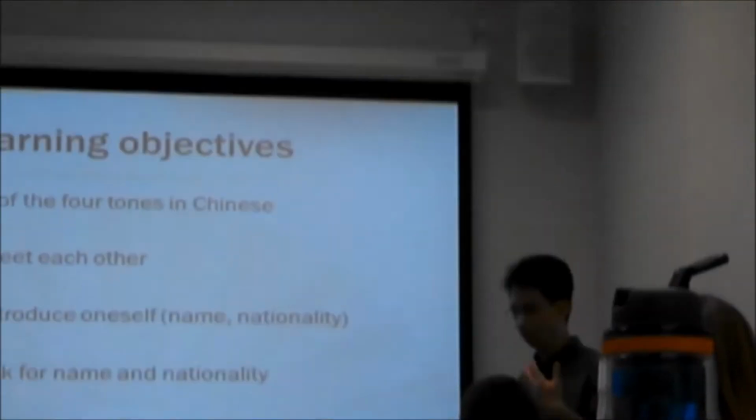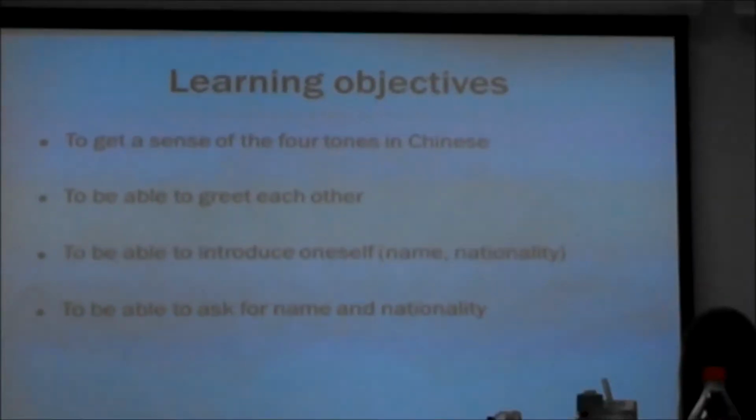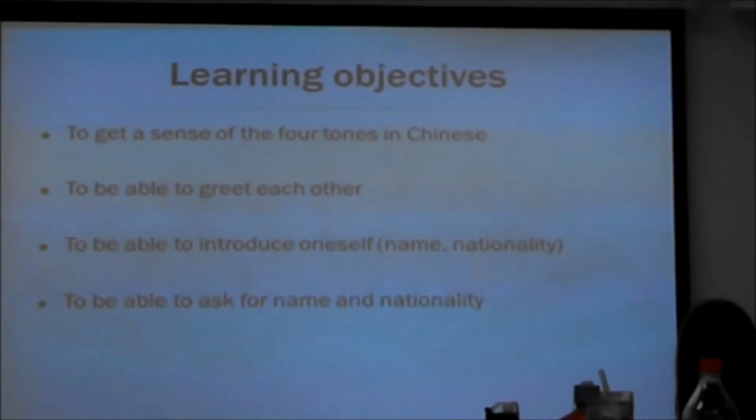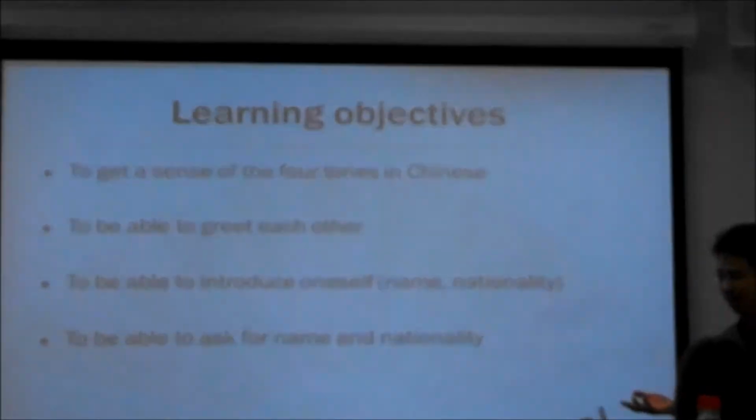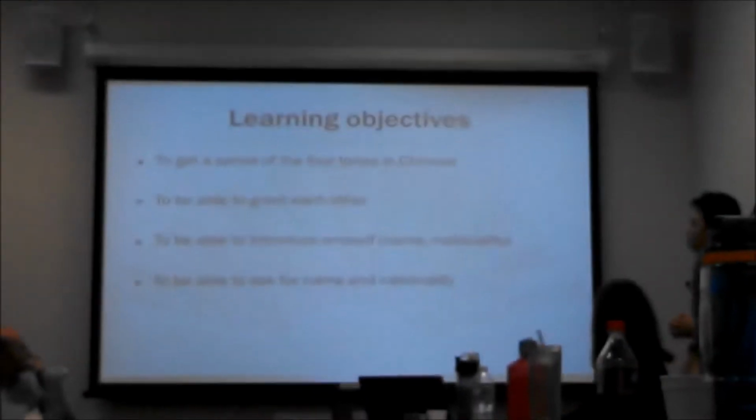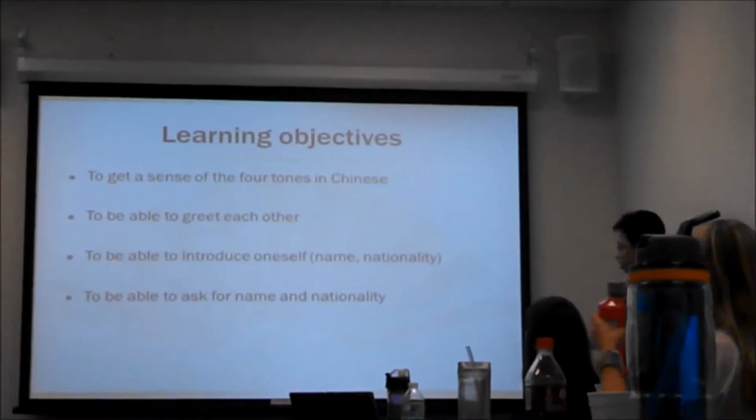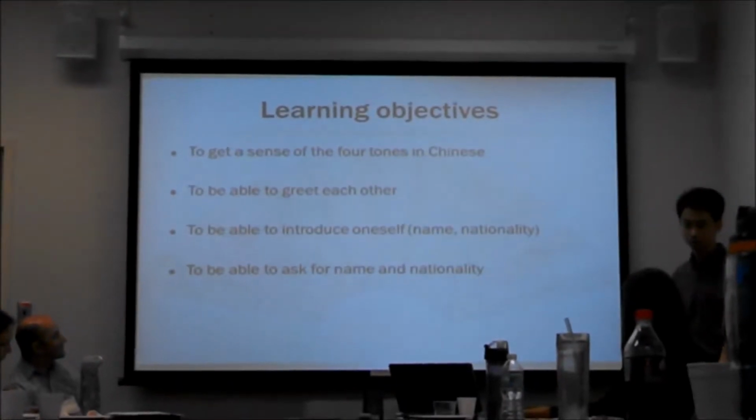All right, thank you. So the very first thing that I would do in the beginning of class is to outline the learning objectives. Obviously, this is very important because I want our students to get a sense of what they're going to start to learn. For the purpose of this demo, I'm just doing four. First one, to get a sense of the four tones in Chinese. Chinese is a tonal language, different tones can distinguish meaning. And to be able to greet each other, okay, I feel this is the easiest part of any kind of language. To be able to introduce oneself, his name and nationality, to be able to ask for name and nationality. Okay?